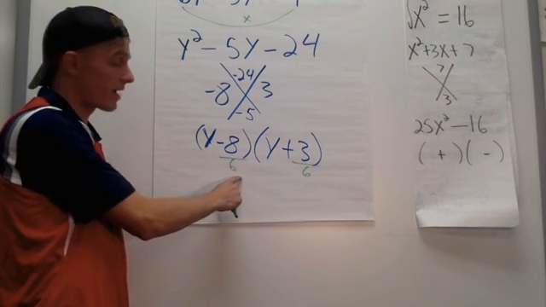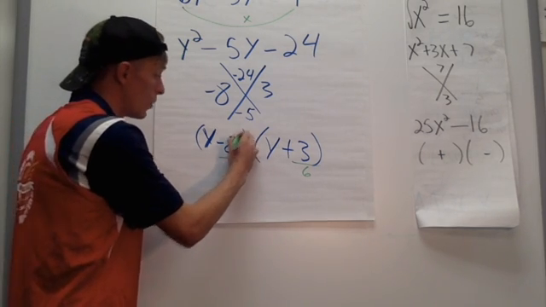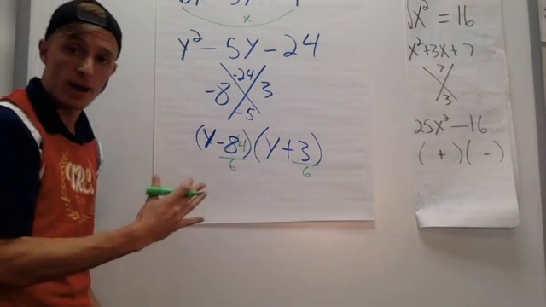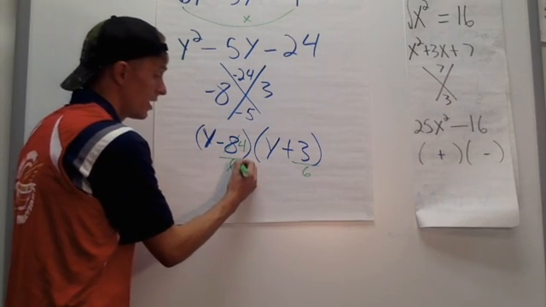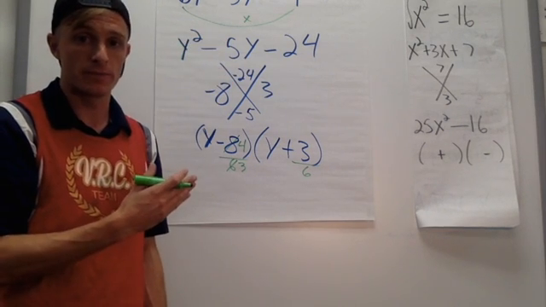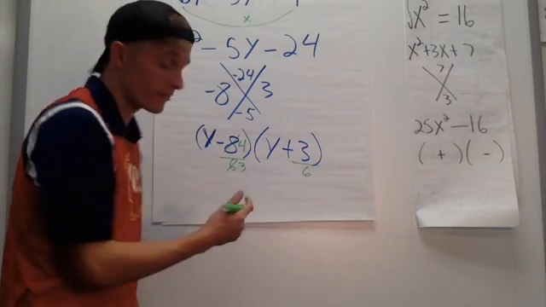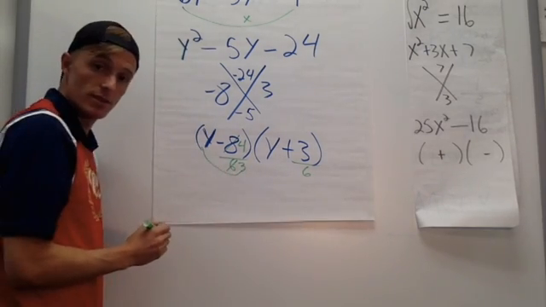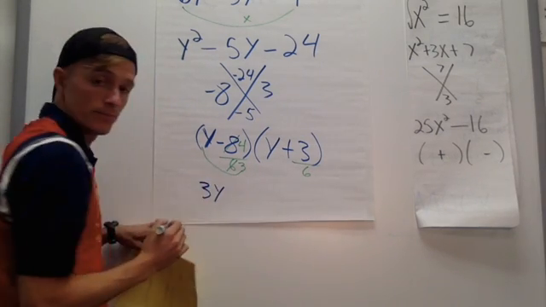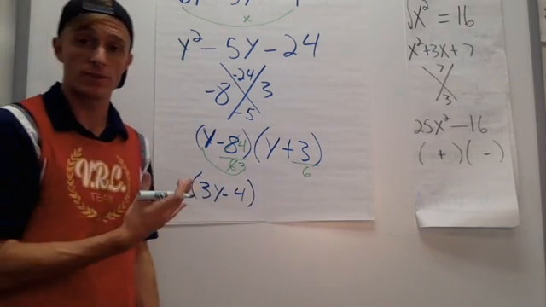How can we reduce that fraction? We divide by 2. So we divide the top by 2. And what does that turn into? Well, it turns into a 4. We divide the bottom by 2. What does that turn into? A 3. So our new fraction is now 4 over 3. Okay? Now we have to bottoms up. We have to bring the bottom of our fraction to the front. And that gives us a 3y minus 4. And that is your new factor.